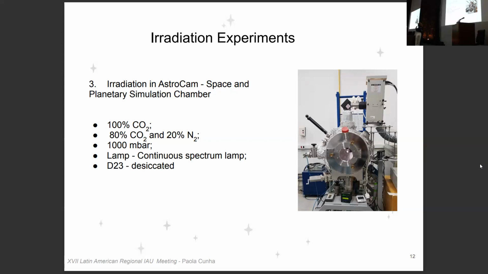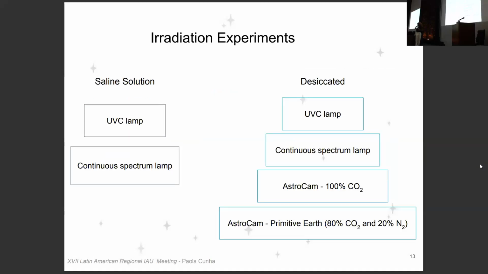We decided to keep the Earth pressure. And for that kind of experiments, we used the continuous spectrum lamp. And our yeast was desiccated. Okay, so just to summarize, we performed 6 experiments. The first group of experiments was the yeast in saline solution. We used the UVC lamp and the continuous spectrum lamp. And the second group of experiments was the desiccated yeast. We used the UVC lamp, continuous spectrum lamp, Astrocam 100% CO2, and Astrocam primitive Earth.